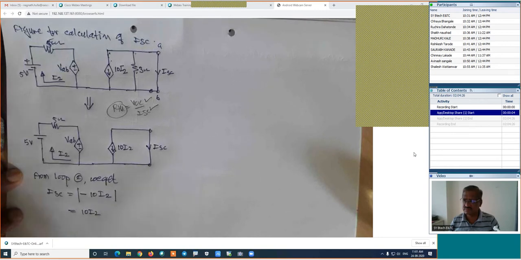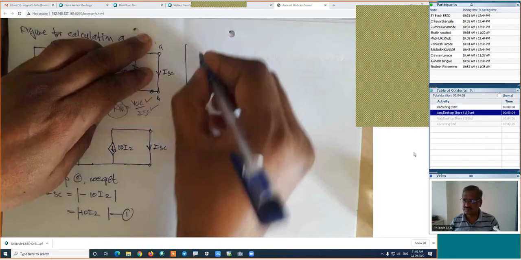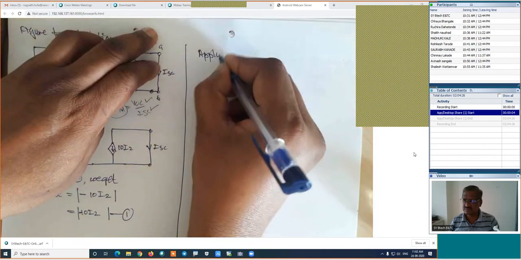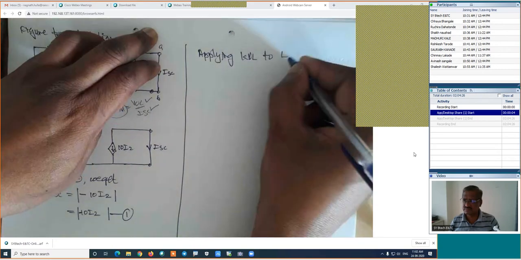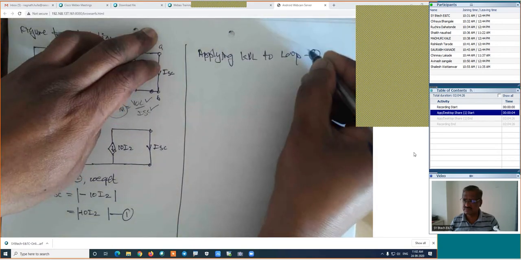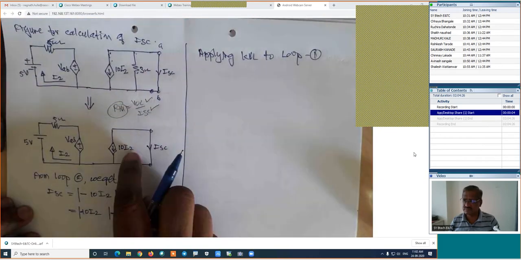Now what we will do, I will name this equation as equation number 1. Otherwise, I will keep it inside the modulus first. Then we will simplify it, and then I will take it outside of the modulus. Then applying KVL to loop 1. Is it right? We are applying the KVL because we are interested in the calculation of I2. To find ISC we have to find I2.